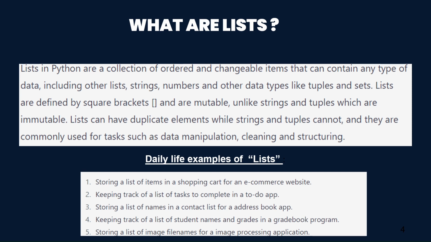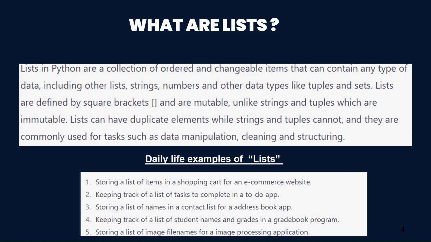In the previous video, I told you the meaning of mutable. Mutable means that the data can be modified after creation. Unlike strings and tuples, which are immutable, and immutable means the opposite of mutable. It means that data cannot be modified after creation. Lists can have duplicate elements, and they are commonly used for tasks such as data manipulation, cleaning, and structuring.